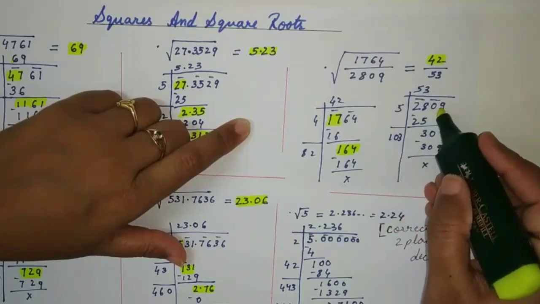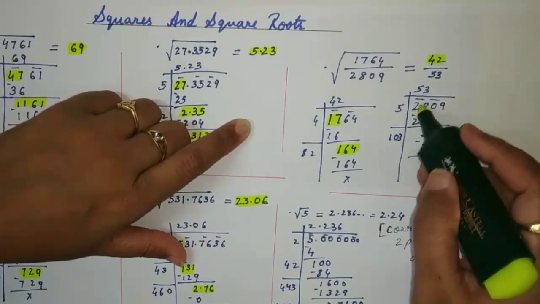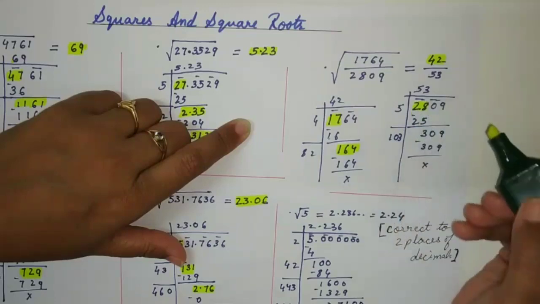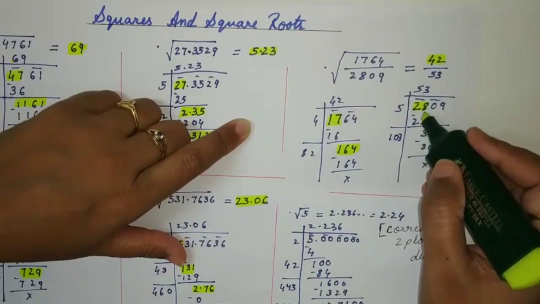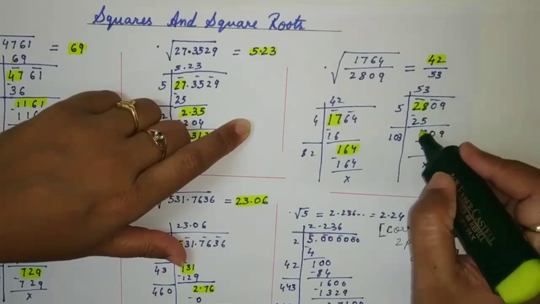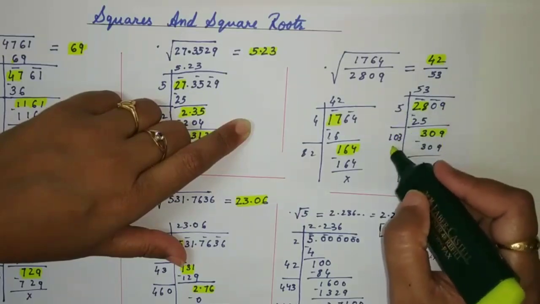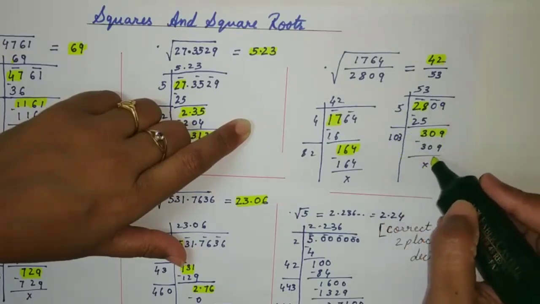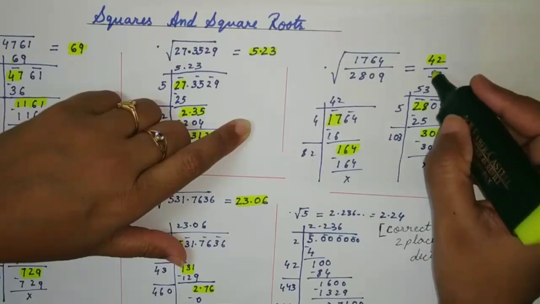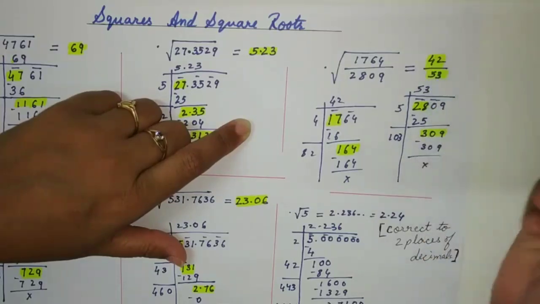For 2809, paired, first 5, 5 5s are 25. Difference, pair brought down. 5 plus 5, 10 into 3, remainder 0. The answer is 53.